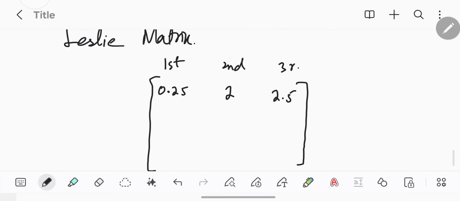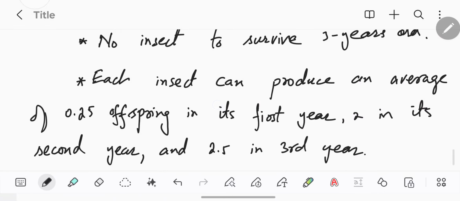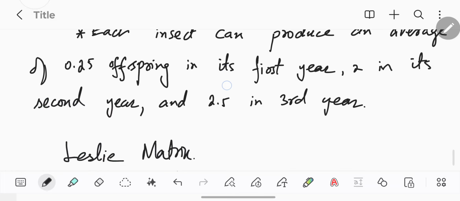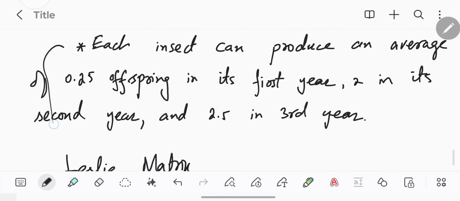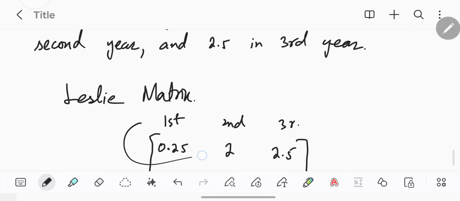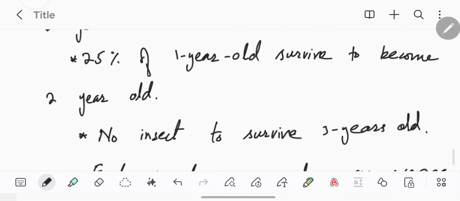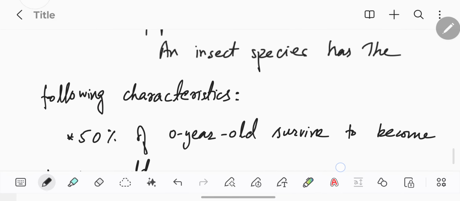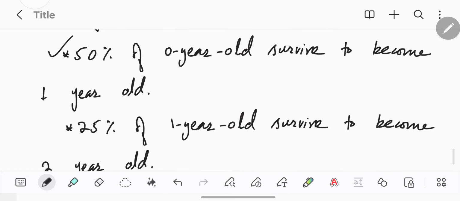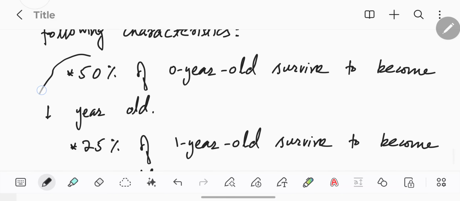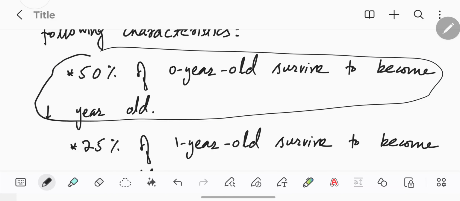Okay, so this information I have put into the matrix in the first row. In the second row and the third row, you can put this information and this information. It doesn't matter which information you put in which row. So let's put this information into the second row.